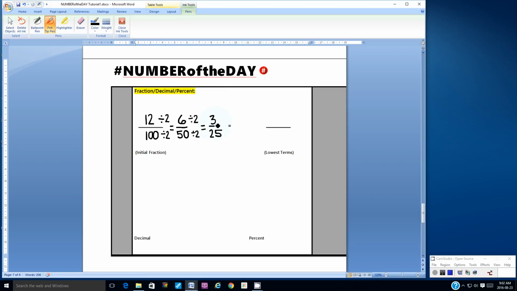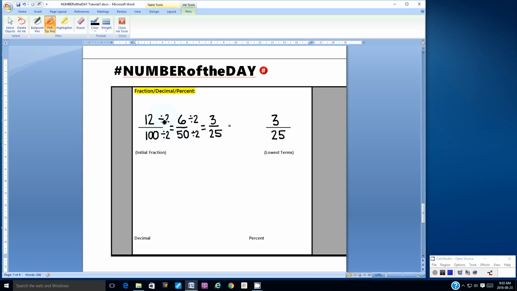Well, 3 is only divisible by 1 and 3. So can 3 divide evenly into 25? No, it cannot. So whenever you have that situation where a number cannot divide evenly into the top and the bottom, then we know we have our fraction in lowest terms. So I'm going to copy it over here. Here's where I did all my work and I showed all my work. And here's where I write the lowest term fraction.